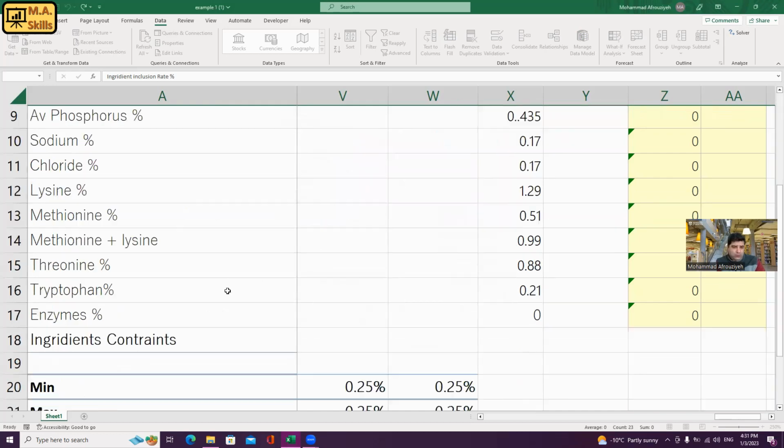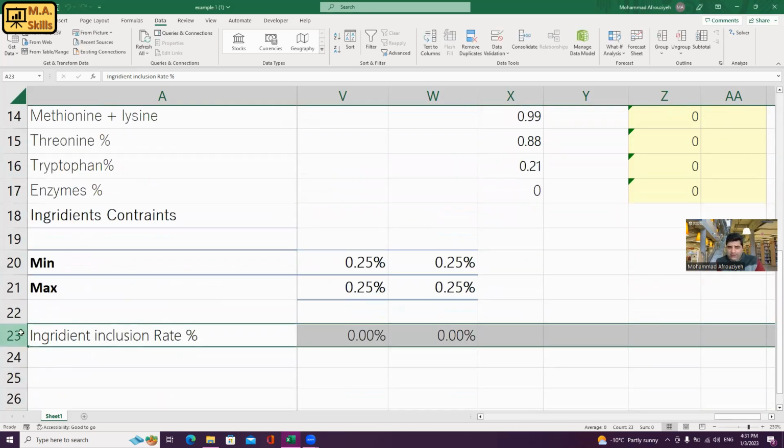because if you just look at row 23, row 23 is the ingredient inclusion rate. It means that it is our final formula, and we have specified minimum and maximum levels for each ingredient, right? So each of the cells in row 23 should be greater than the minimum level. It means greater than row 20 and less than the maximum level, or less than row 21.